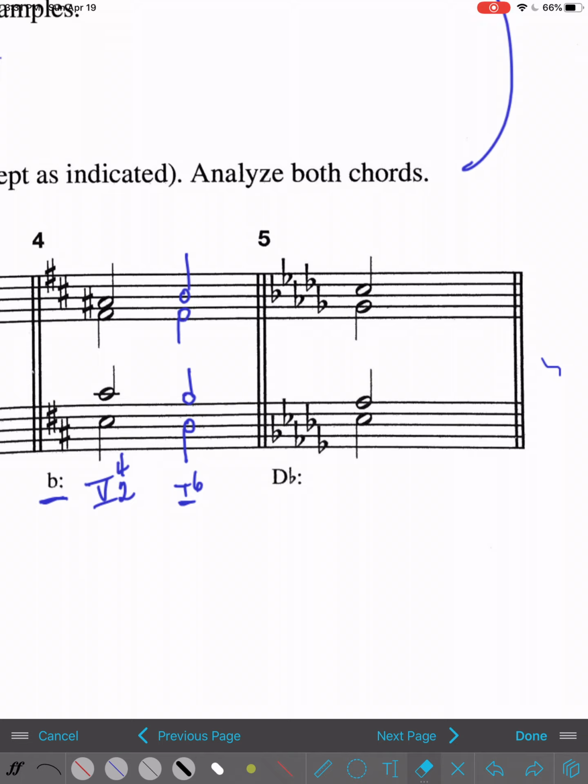Let's do one more, because it's just so fun, right? So what is this one? Okay, what is this one? So this is 5, obviously what? It's 5, 4, 3. That's right, because the fifth is in the bass here, okay? So again, the leading tone is in the soprano, and it's got to go to the tonic.